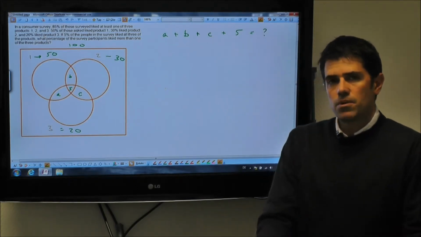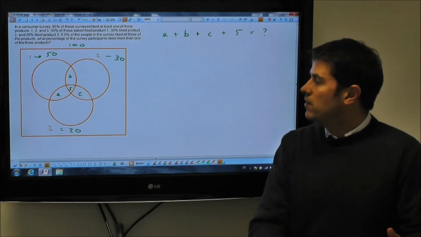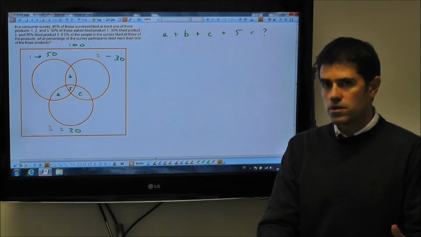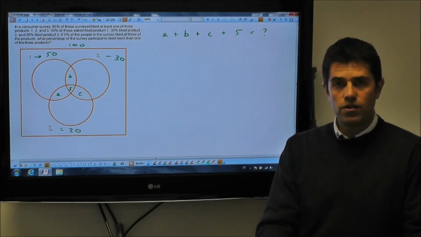So what I need to do is come up with some sort of equation where I can solve for A plus B plus C. I don't really need to know what A, B, and C are independently. What I need to know is the sum of A plus B plus C. So what would come to mind is taking advantage of the equation.